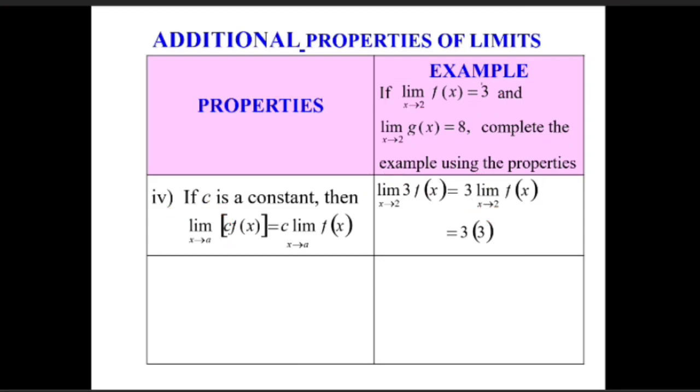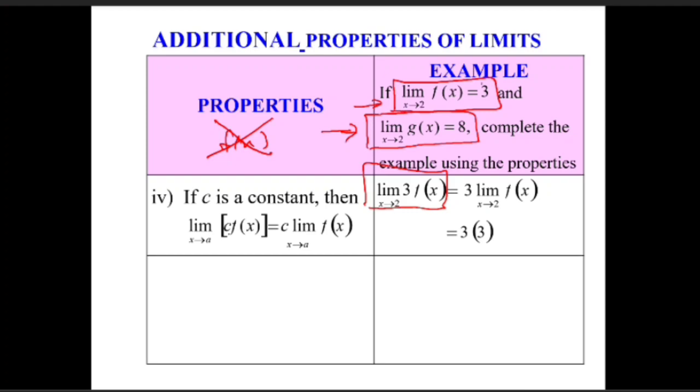This is an example of where we have to use the properties of limits in the question. It's whenever the question gives you information like this, which is the limit of f(x) as x approaches 2 equal to 3, and also the limit of g(x) as x approaches 2 is equal to 8. Only two pieces of information are given, but we need to solve the limit of 3f(x) as x approaches 2. As you can see for this question, the function f(x) is not given. So we have to use only the two pieces of information to solve this limit.